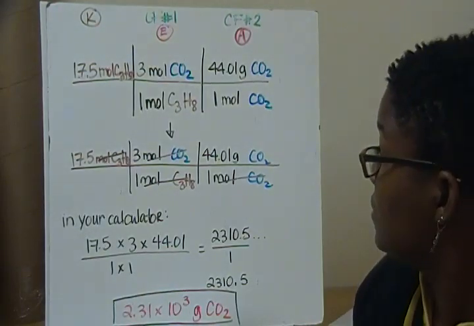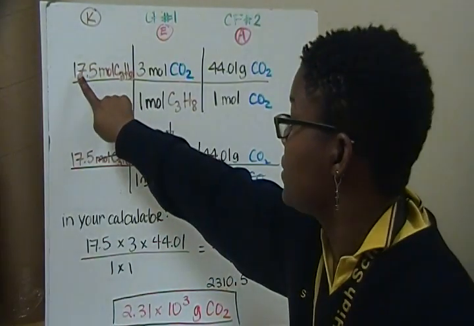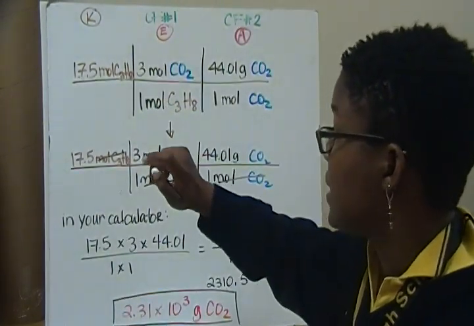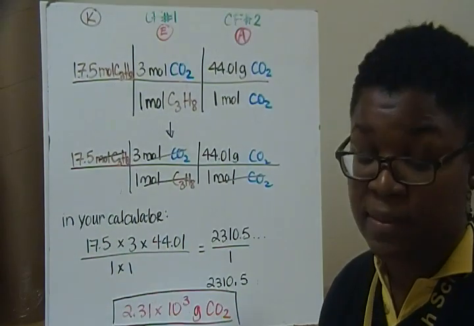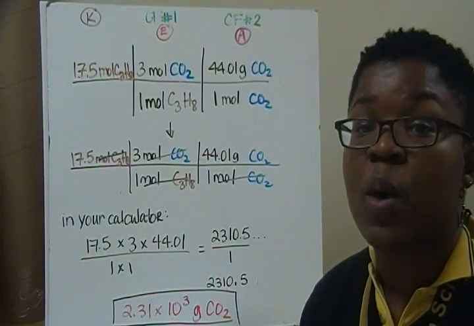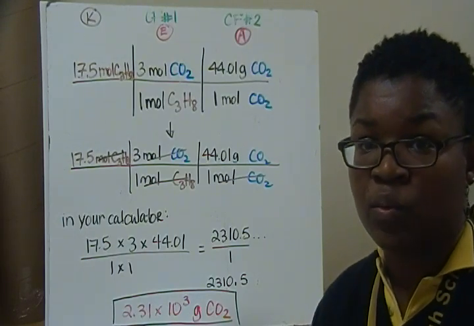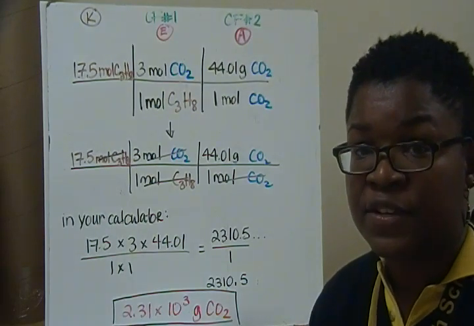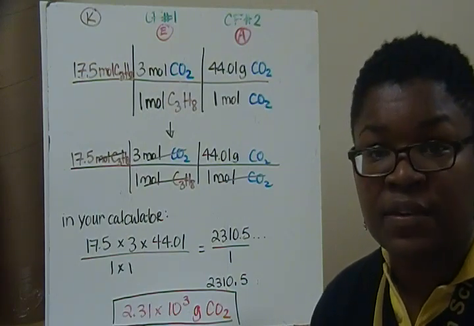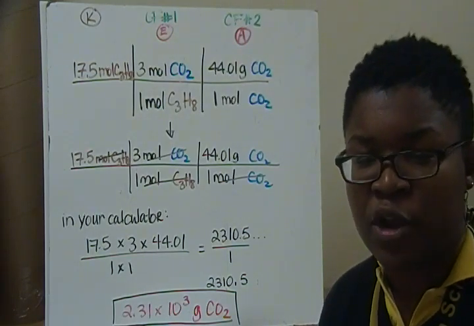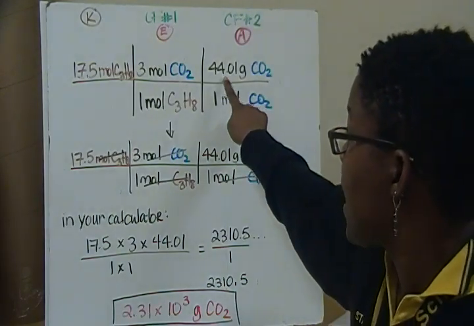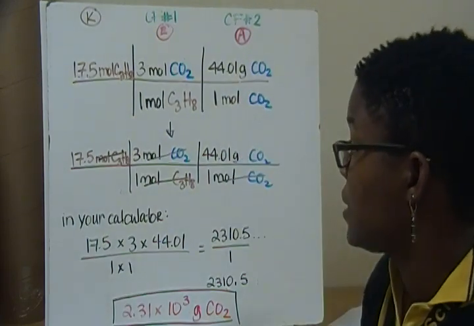When we plug this in, we wind up with our known here, 17.5 moles of propane. 3 moles of carbon dioxide is at top, 1 mole of propane is at the bottom, just like in the last slide. If you're stuck and you don't know where that comes from, please rewind back and see exactly when we discussed that. We also discussed how to find these mole ratios back in, I believe, video 4. So you can go back to video 4 as well if you're having trouble figuring out where that mole ratio comes from. Here we have the molar mass, 44.01 grams of carbon dioxide.